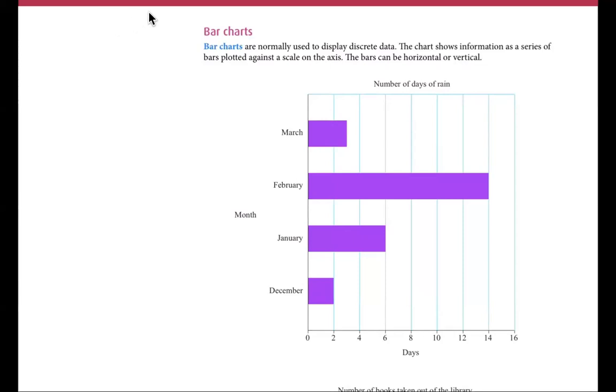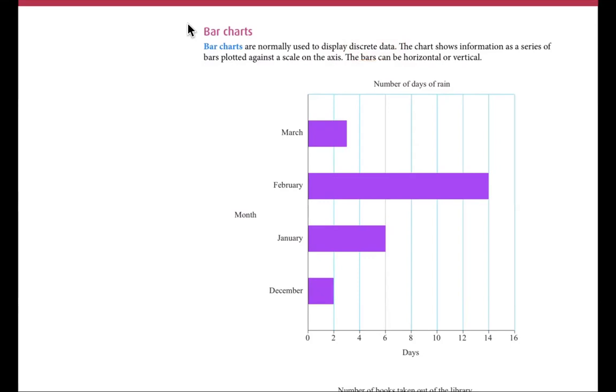Let's look at bar charts. Bar charts are used to display discrete data. Discrete data are numbers that are whole. So you get whole numbers for discrete data, it's not like continuous data.